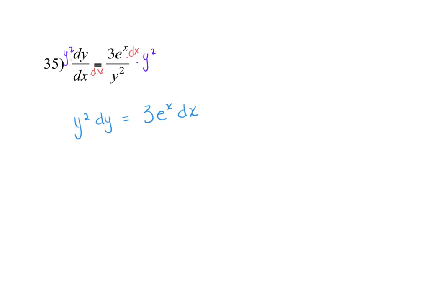So I'm really just moving my denominators over to the other side is what I'm doing here. And then I'm going to integrate both sides, just using my standard integration rules. So my rule for my y is add 1 to the exponent and divide by my new one, right? So that would be y cubed over 3, right? Over here, the antiderivative of e to the x is just e to the x. So I end up with 3e to the x plus c.